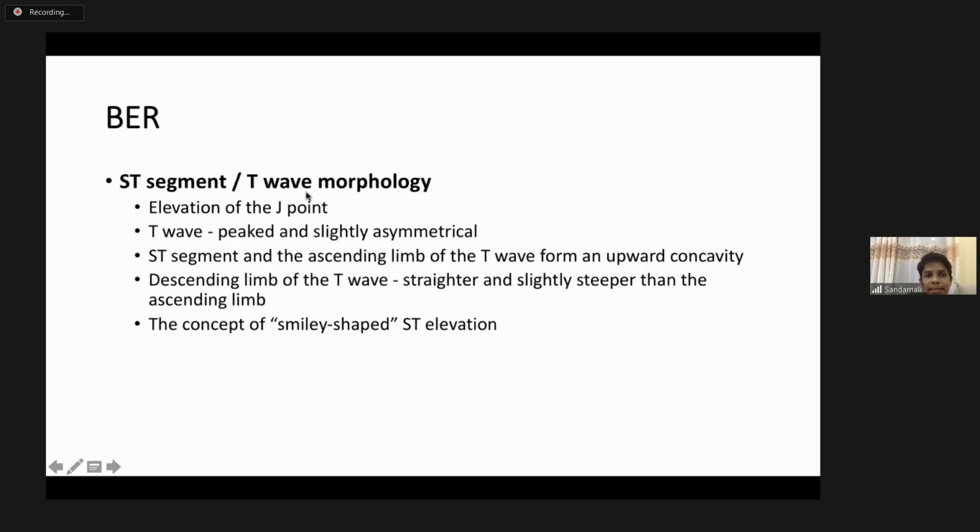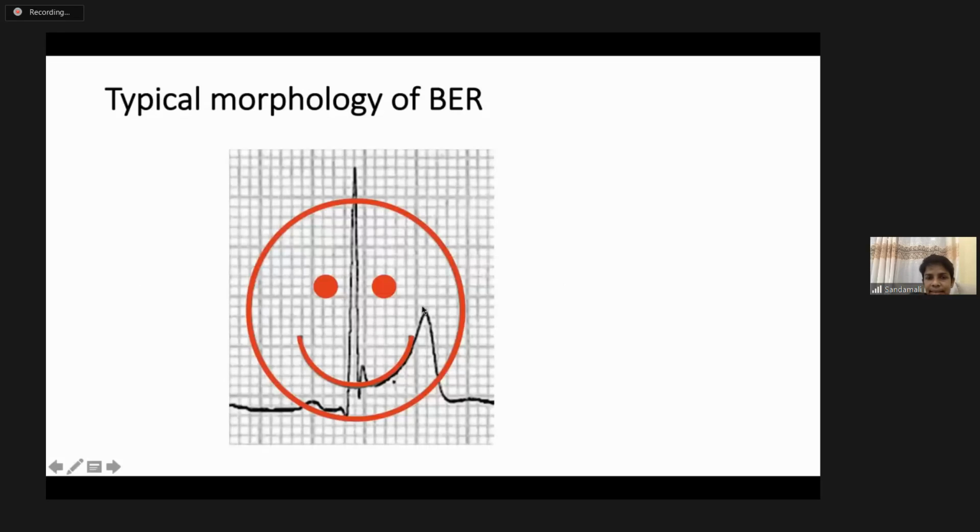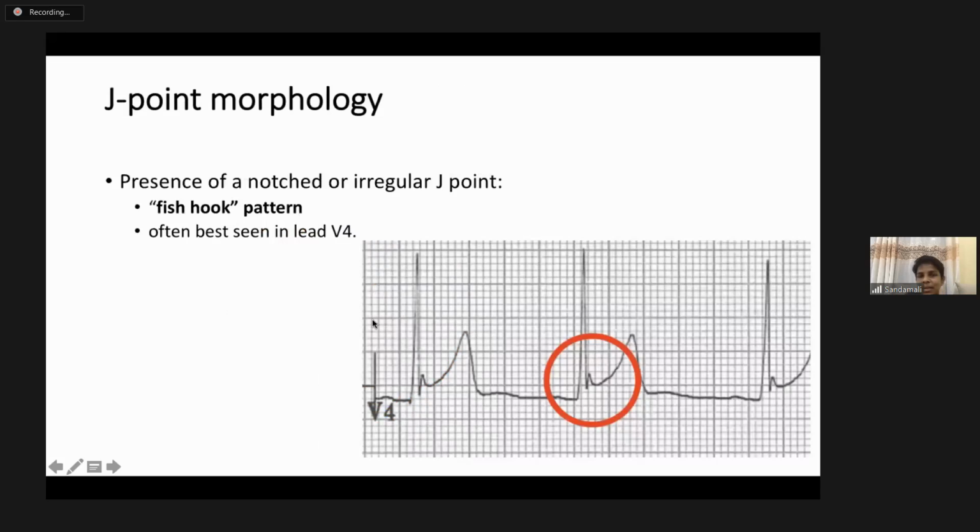So the ST segment change in benign early repolarization is its elevation at the J point, and the T wave is peaked and asymmetrical. The ST segment shows upward concavity, and it is described as smiley shaped ST elevation. If you can see here, this is the J point slurring and then upward concave ST elevation, and then an asymmetrical T here, and you can see the smiley type of ST elevation. This is the typical morphology of benign early repolarization. This can be taken as either ST elevation in MI or pericarditis also. And this is the other important feature I told you: there is some slurring or notching of the J point, which is also called fishhook pattern.